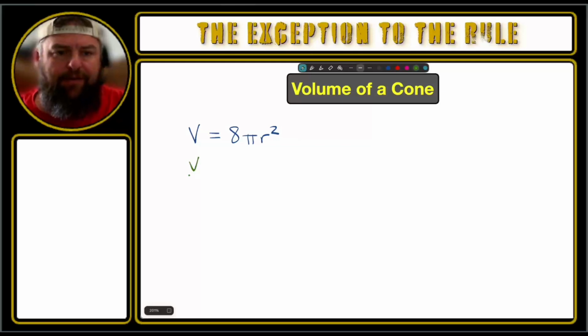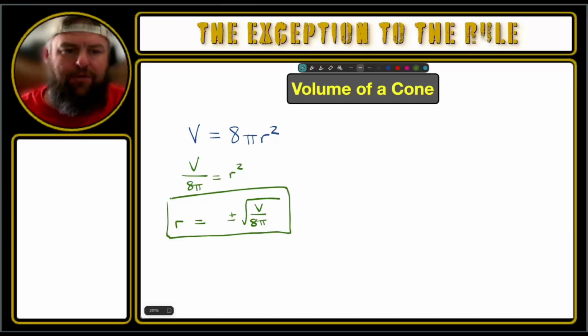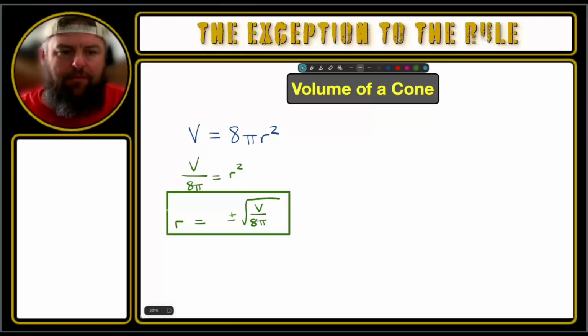First, we would divide volume by 8 pi. That would equal r squared, our radius squared. And then we would take the square root, which tells us that radius is equal to plus or minus the square root of volume divided by 8 pi. So when you are inversing real world applications or real world formulas, all you're doing is just solving for the unknown variable.